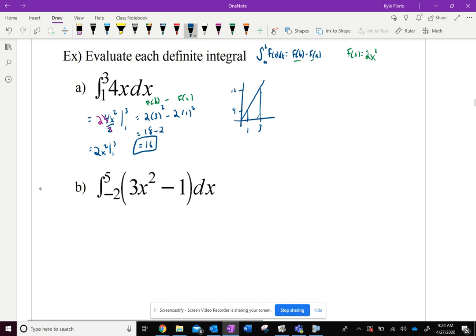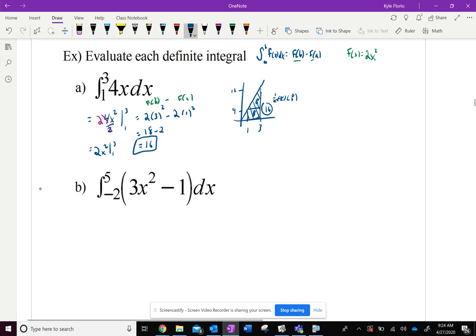Let's see, the area of this rectangle down here, the base is 2, the height is 4. 2 times 4 is 8. Here we have a triangle. The area of the triangle is 1/2 base times height. The base is 2. The height, to go from 4 to 12, is 8. Half of 2 is 1, so then 1 times 8 is 8. So 8 and 8, if I add the triangle and the rectangle, I get that the area under this curve is 16 total, which is exactly what we got.